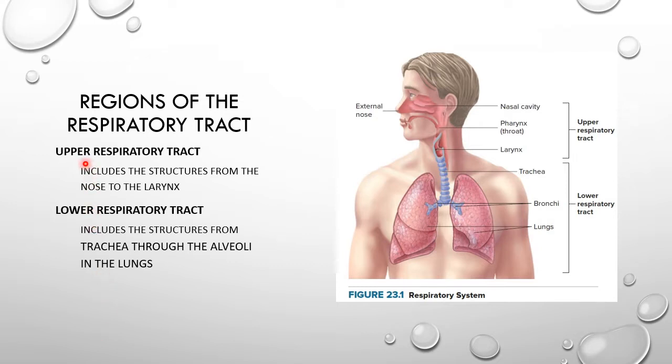The upper respiratory tract starts from the nose to the larynx. So this portion here is your upper respiratory tract. Beyond the larynx, from the trachea through the alveoli in the lungs, is the lower respiratory tract region.